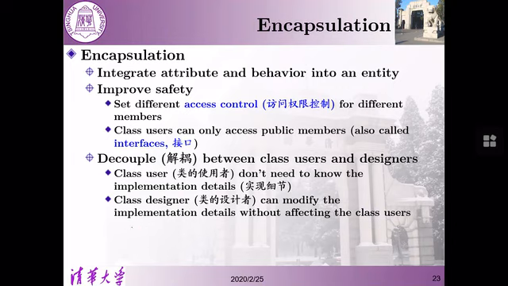For example, if you are the class designer, you may design a class A, right? Then in class A, you may have some variables like that, and you may have some functions like this, right? Then for this function, you may make it public, right? Then class users can use it like this, right?